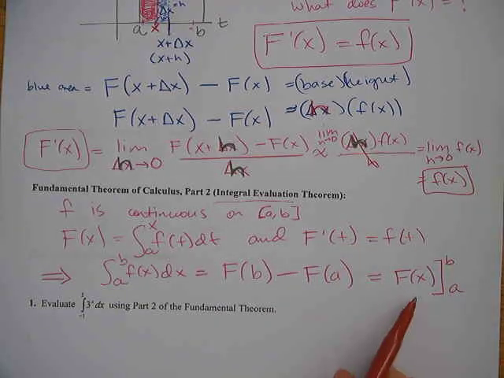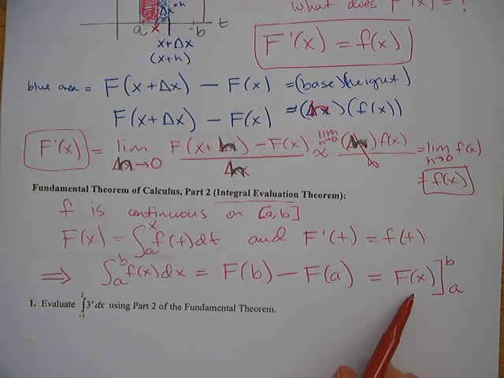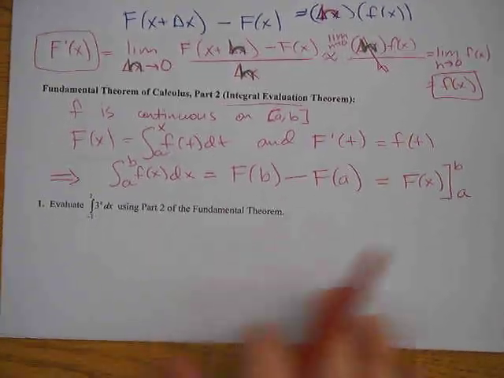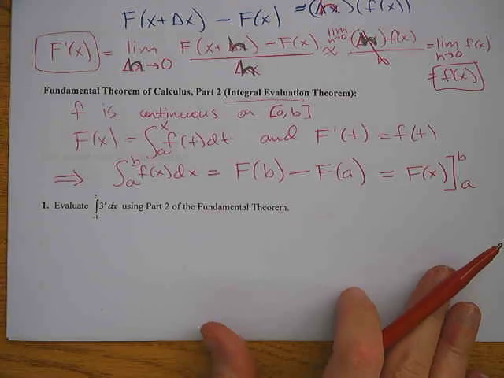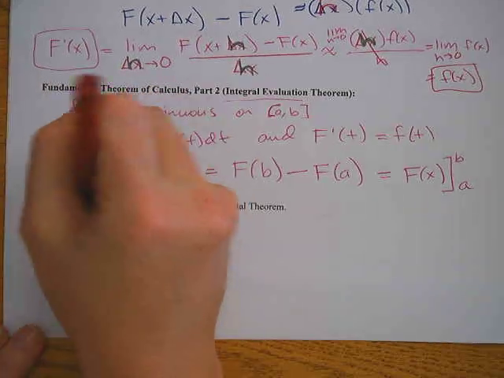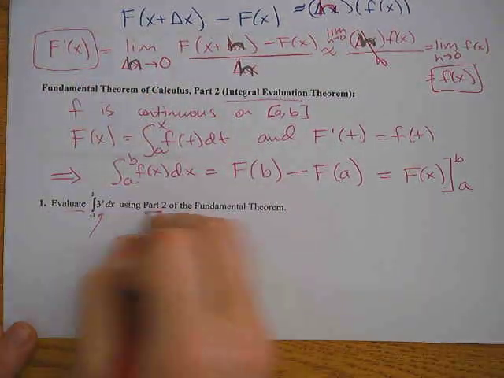Another way of writing this is you find the antiderivative and you evaluate that from A to B. That's kind of what this little side bracket means. Like we're going to evaluate that from A to B. So these kind of mean the same thing, and I'm going to use this notation a lot because you'll see that a lot in different texts, and I want you to get really comfortable with it. Okay, so we're going to go ahead and use part 2 right now.